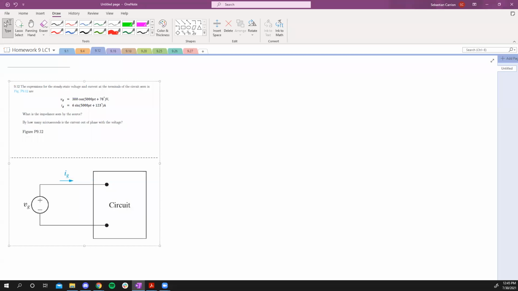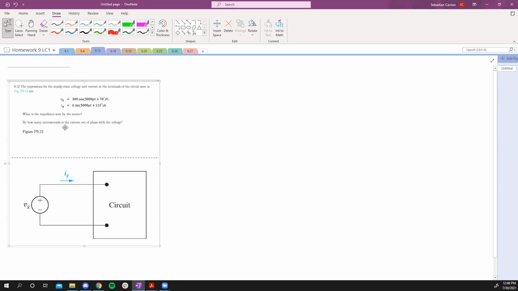Right. I got problem 9.12. It says the expressions for the steady state voltage and current at the terminals of the circuit seen in figure 9.12 are, there's a function for the voltage and there's a function for the current. And the current, we notice it's in sine, so we'll eventually have to turn it into cosine, but we'll get to that.